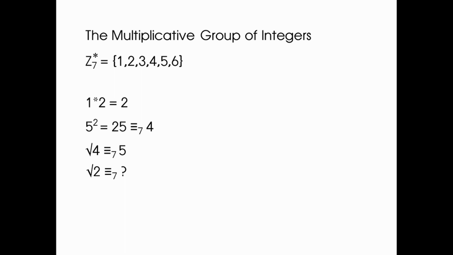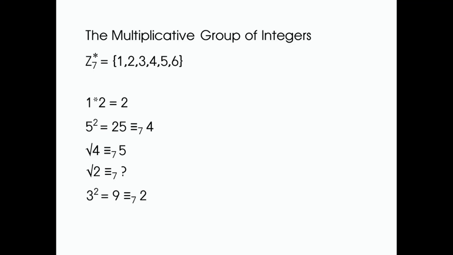You can take all the numbers from 1 to 6 and just raise them to the power of 2 and see when you get 2. So if you do that, you'll see that 3 squared equals 9, and modulo 7, 9 is 2. That means that the square root of 2 is 3. So to summarize, we've seen the integers and we've seen a subset of the integers called Zn, the multiplicative group modulo n. We saw that in the multiplicative group, computing the square root is not so intuitive.